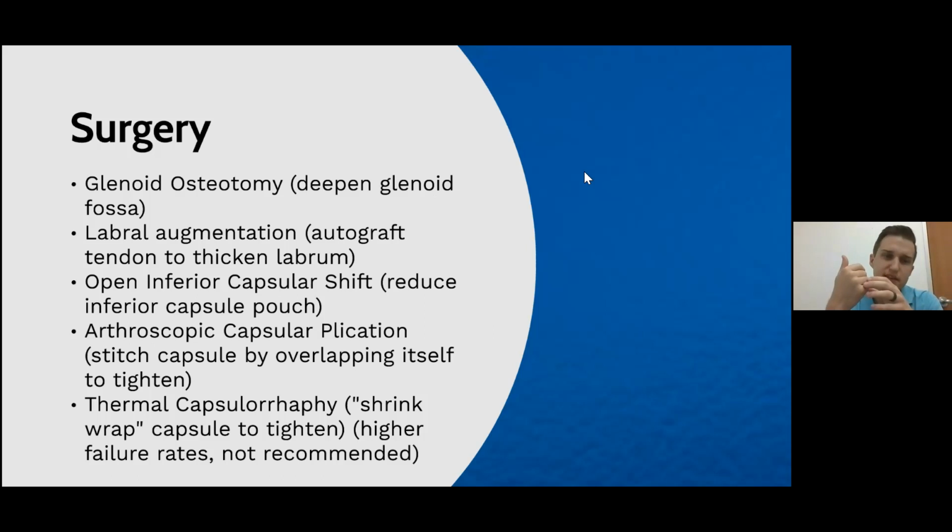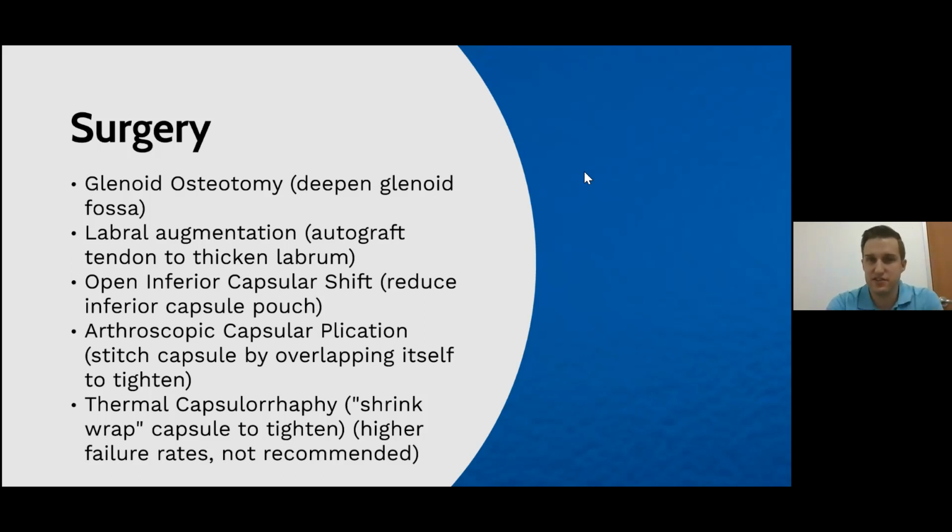Now, obviously, these are for patients that have a little bit less glenoid concavity. You're not going to do this for someone who has a perfectly normal glenoid cavity. You're going to do it when you feel that that is actually the underlying issue.